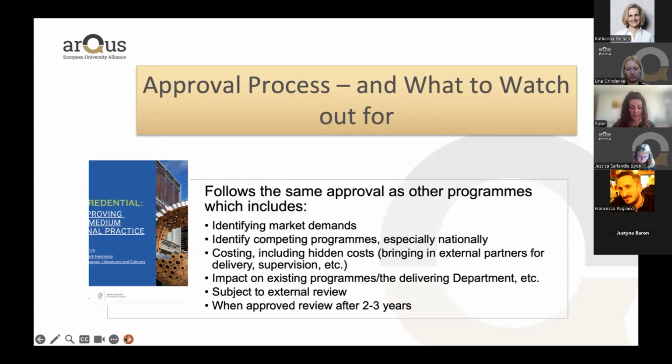Really important to identify competing programs. I think that's specifically important on the national level. And again, maybe for Ireland, because we're a bit smaller, the competitors are quite close to us, and really concentrate on our strength. Costing. And costing needs to be honest, because a lot of the costs that come in as additional costs are actually hidden costs.